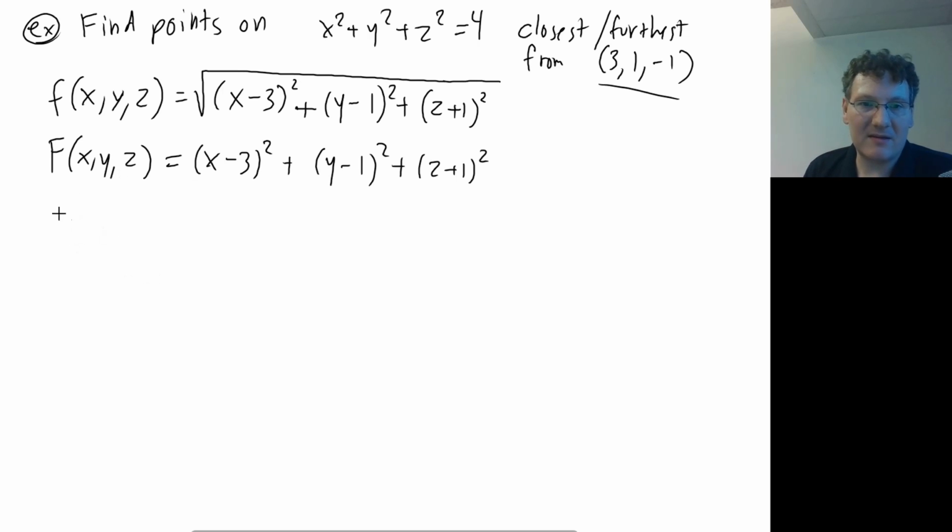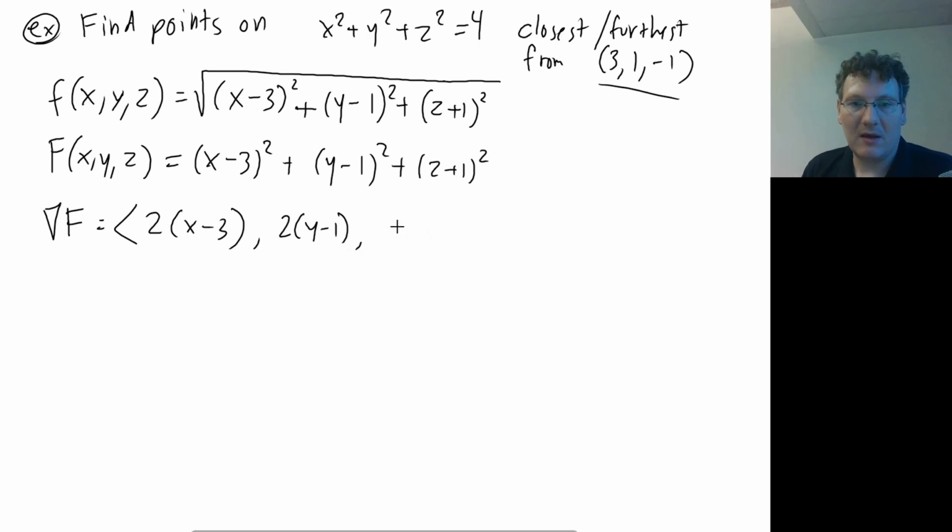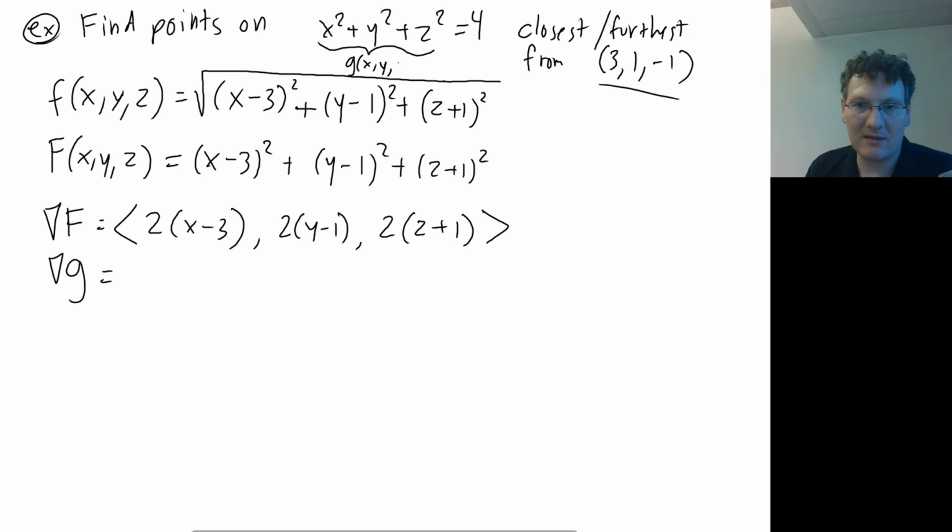So let's find the gradient of this other function I'm calling capital F. It's going to be 2 times (x minus 3), and then we'll have 2 times (y minus 1), and then we'll have 2 times (z plus 1). And the gradient of g, this function here, g of x, y, z, is going to be 2x, 2y, 2z.